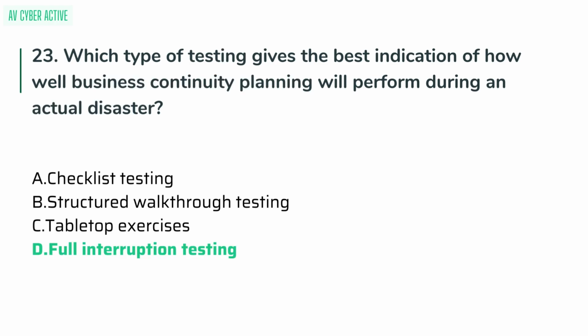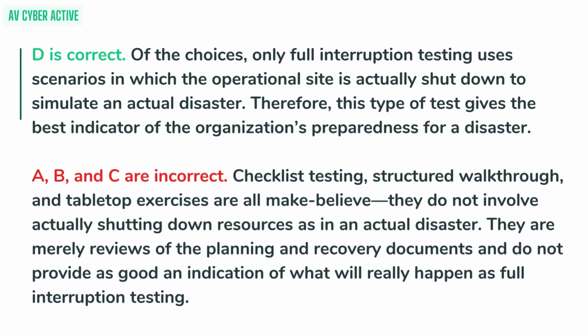D is correct. Of the choices, only full interruption testing uses scenarios in which the operational site is actually shut down to simulate an actual disaster. Therefore, this type of test gives the best indicator of the organization's preparedness for a disaster. A, B, and C are incorrect. Checklist testing, structured walkthrough, and table-type exercises are all make-believe. They do not involve actually shutting down resources as in an actual disaster. They are merely reviews of the planning and recovery documents, and do not provide as good an indication of what will really happen as full interruption testing.